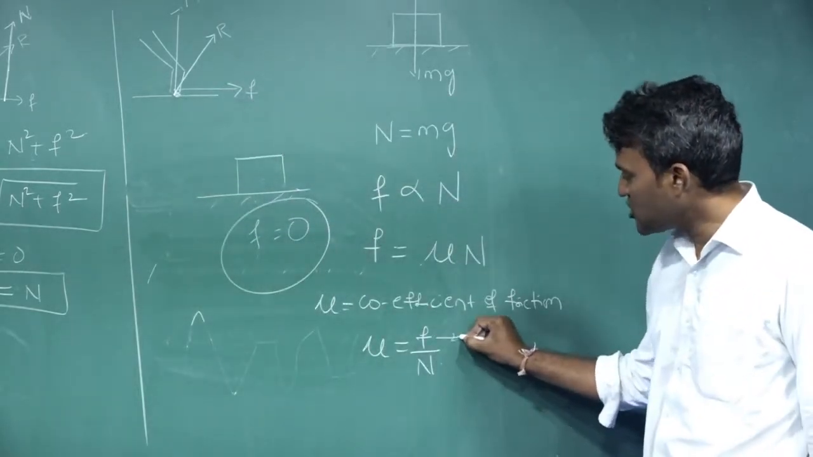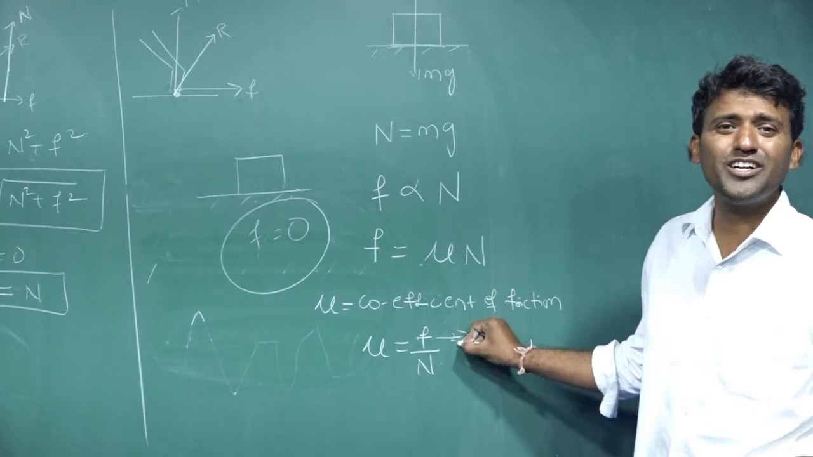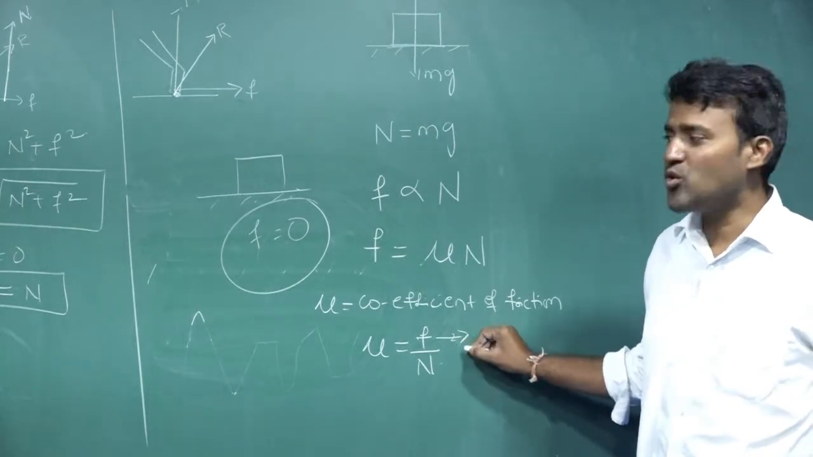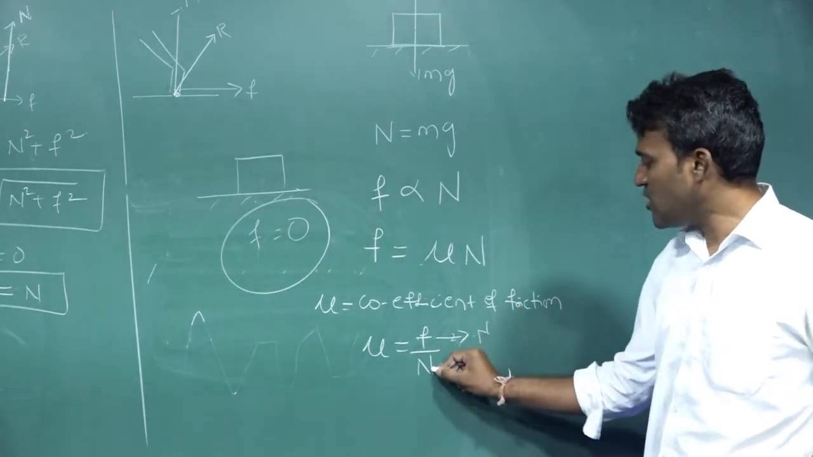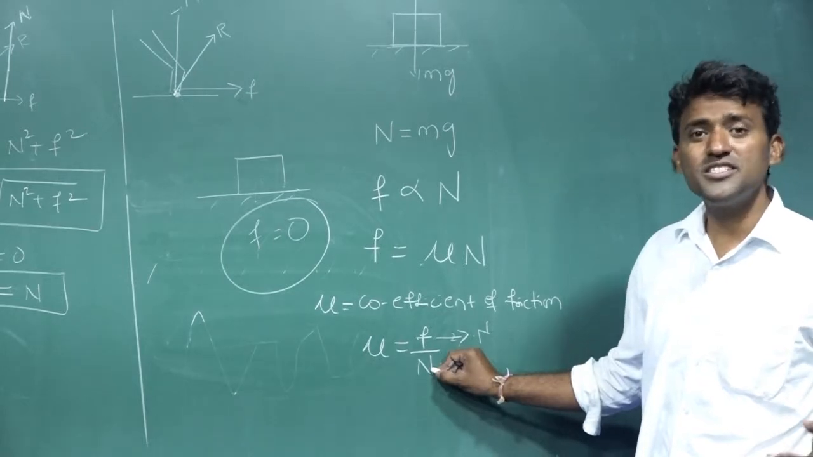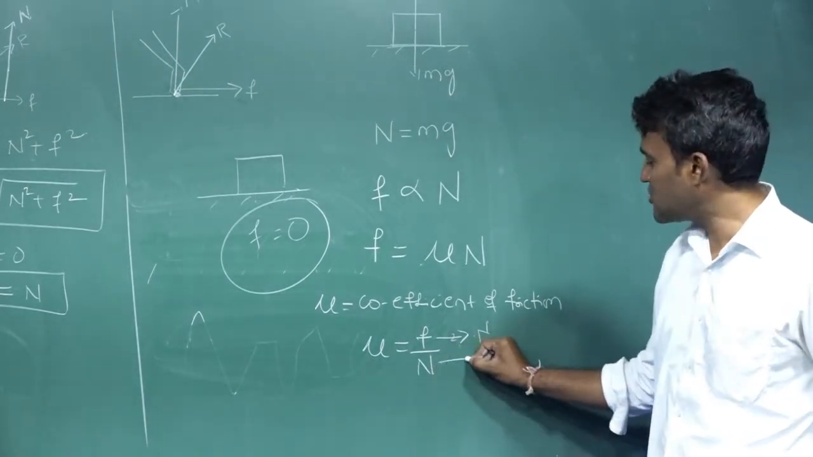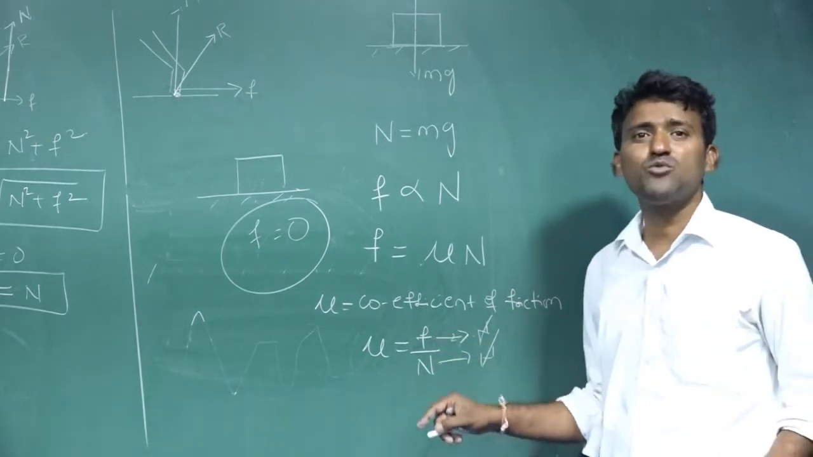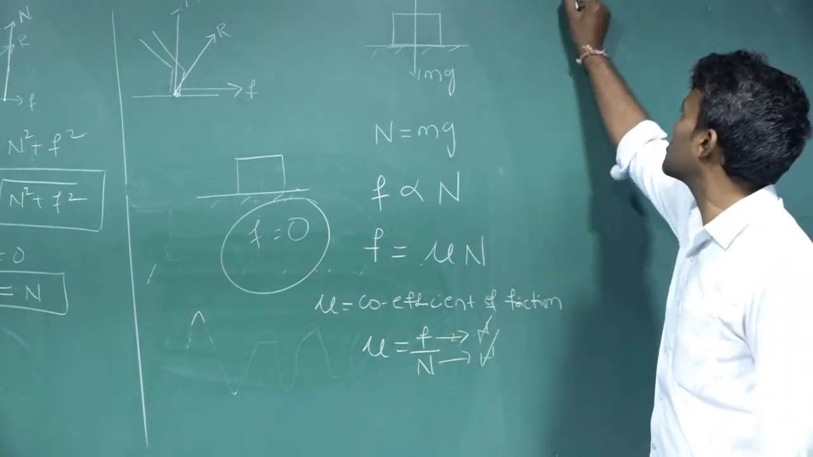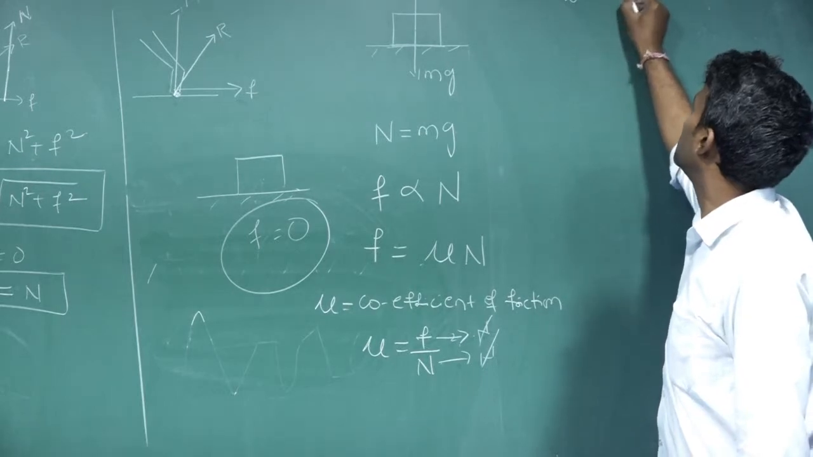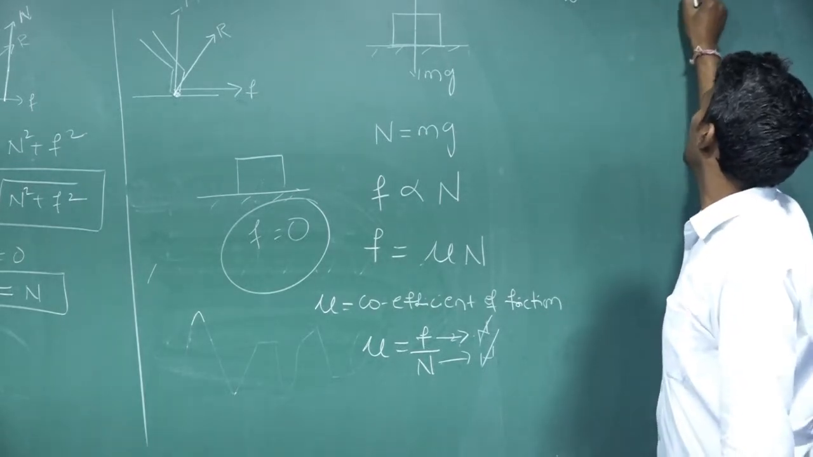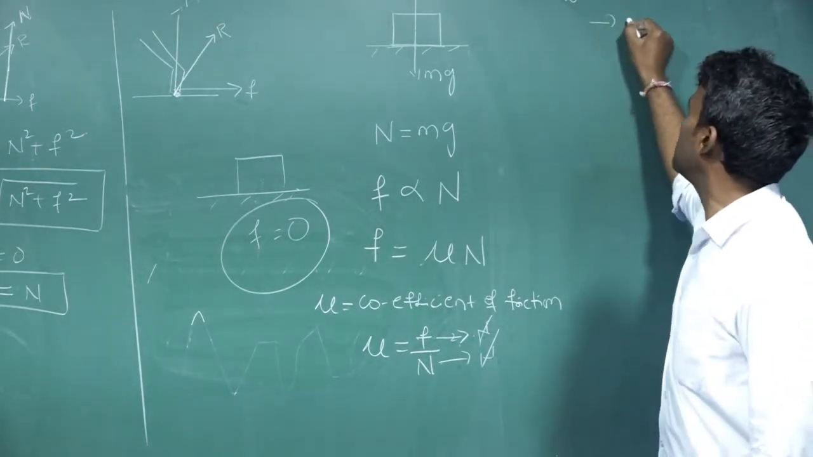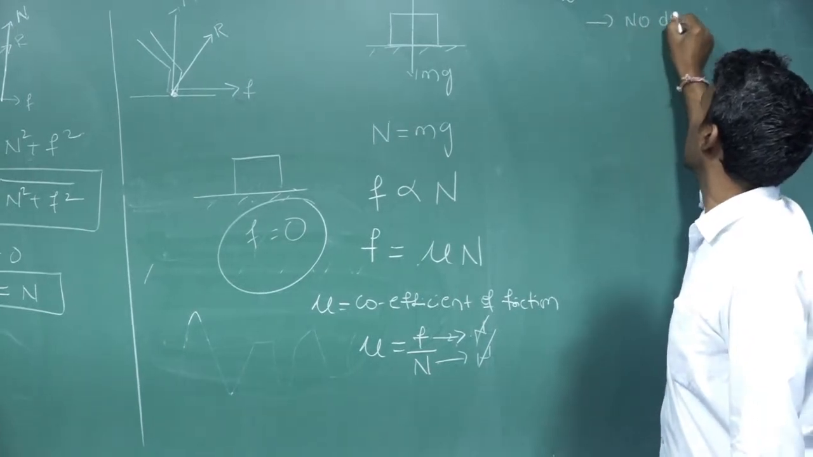See here, this is frictional force. Frictional force is nothing but a force. Force unit is Newton. Okay. Normal force, what is normal force? It is one kind of force, so it is also in Newton. So Newton gets cancelled. At that moment, the coefficient of friction does not have units. No units means no dimensional formula.